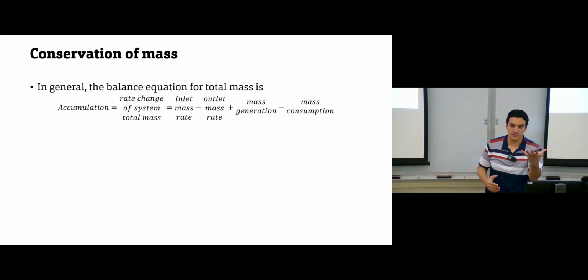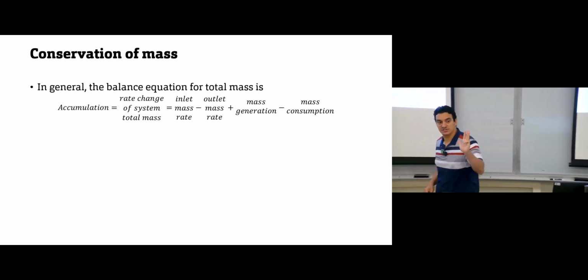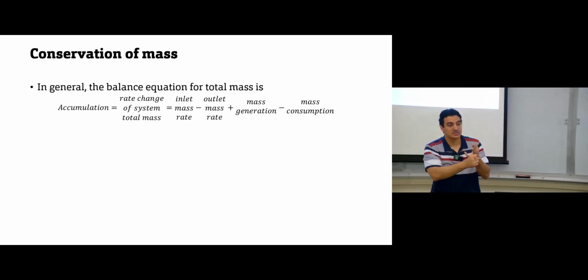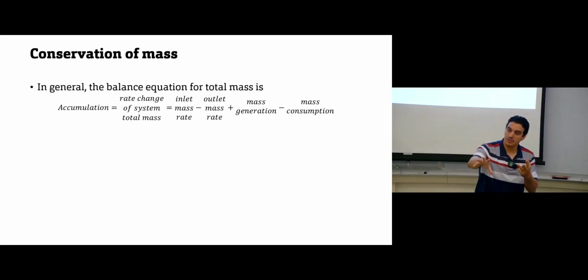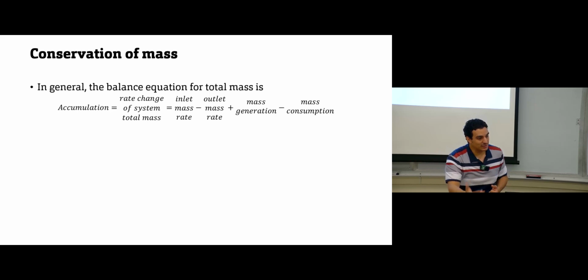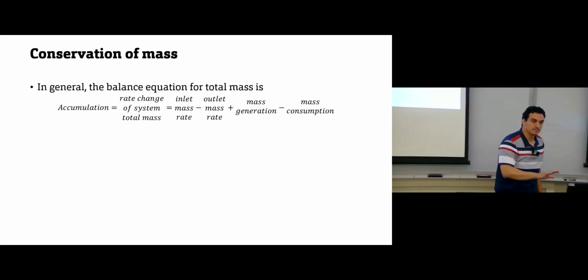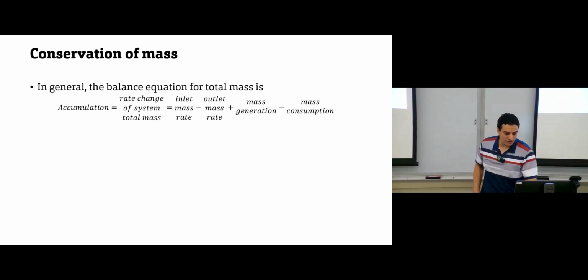So we have 5 terms. Again, the total mass we have in the system is the result of what comes in as an input minus what exits as an output, plus what can be generated inside the system minus what can be consumed inside the system. Okay? Let's see each of these terms.